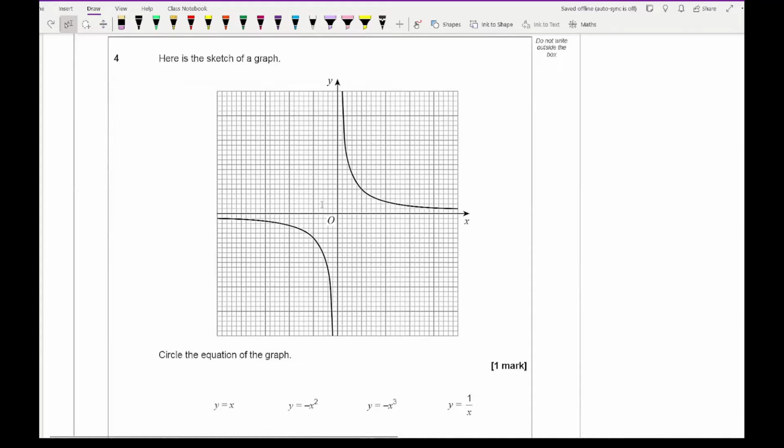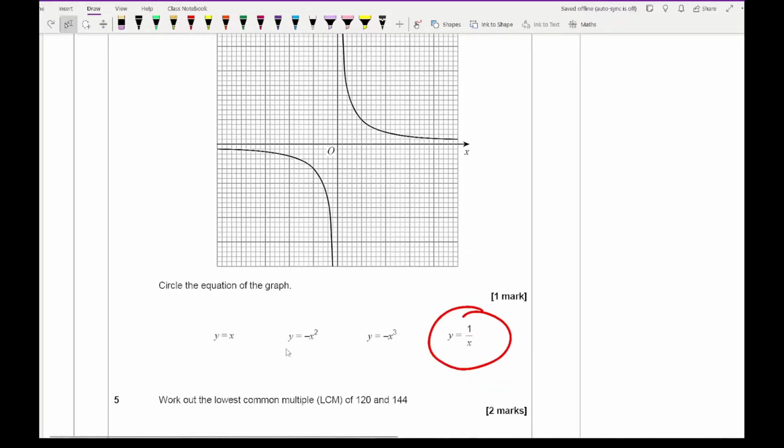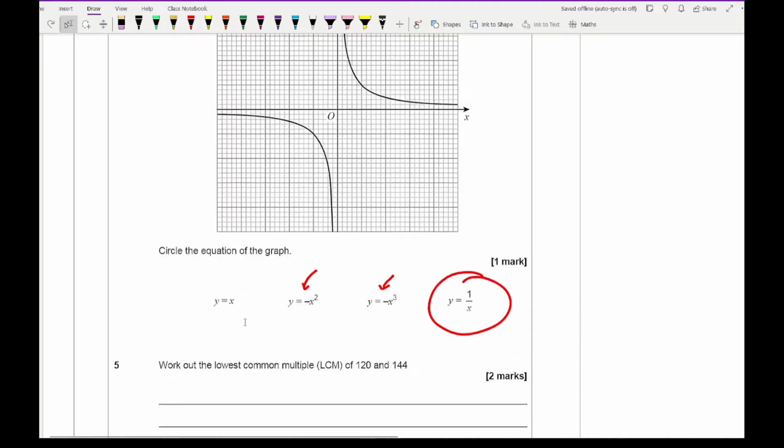Now for question 7, it's about recognizing the graph equations. Now this one is what we call a reciprocal graph, and that there is going to be option number 4, because option 1 is a straight line graph, second one is a negative parabola, third one is a cubic, and so learning your graphs, we go from there.